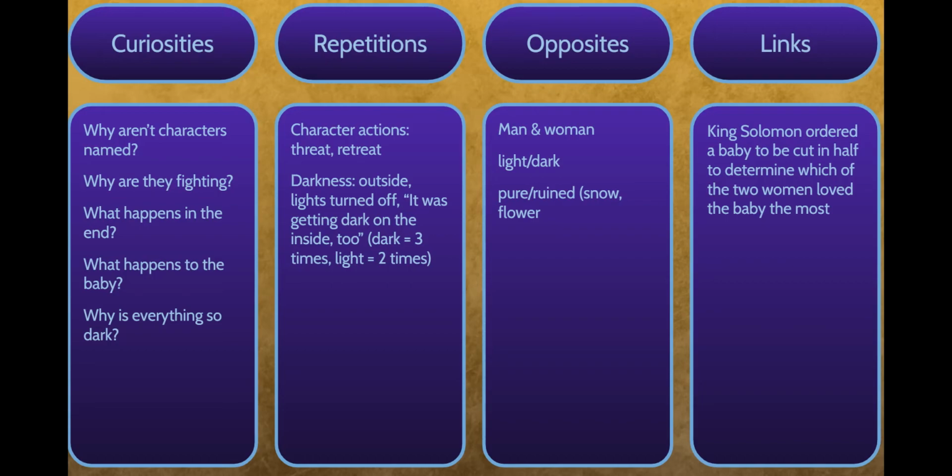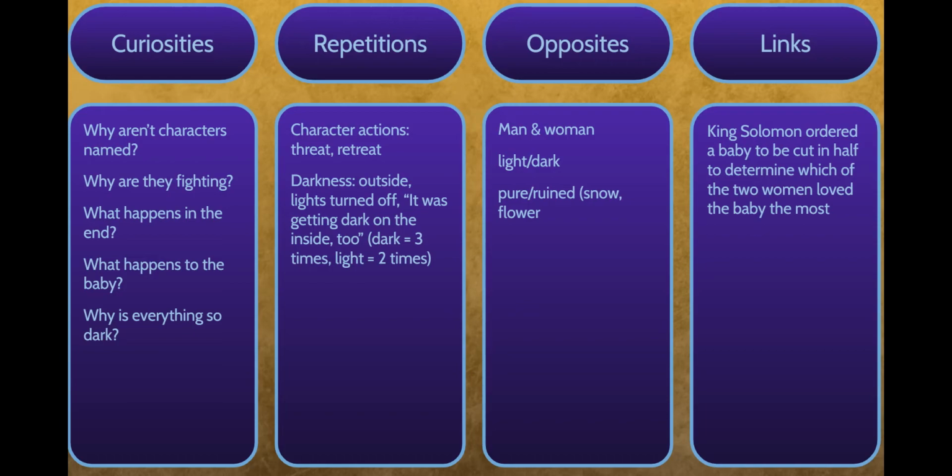There's a cyclical thing that happens with characters where the man threatens, the woman retreats and yells at him, and then we start that pattern over again where he follows her and threatens her again. There's definitely repetition of darkness. It's dark outside. Lights keep getting turned off. There's even the quote, "it was getting dark on the inside too." And then I went through and counted. Dark is mentioned three times. Light is mentioned twice. And both times it's mentioned, it's in the context of lights going off. So darkness is definitely a thing in there.